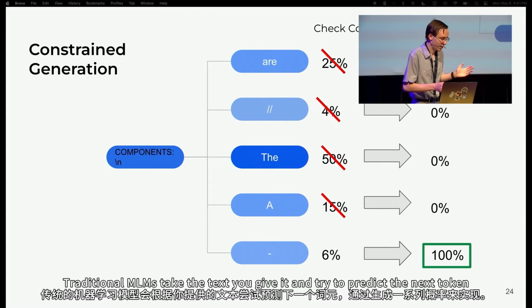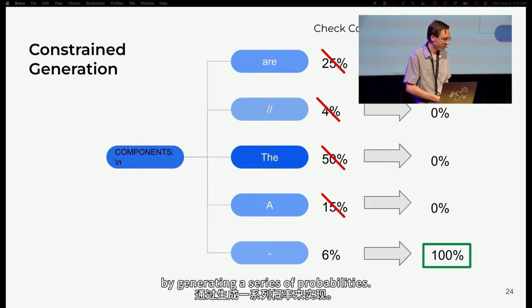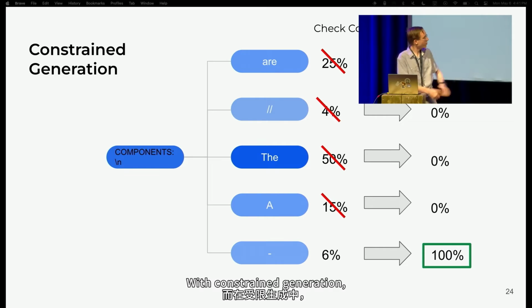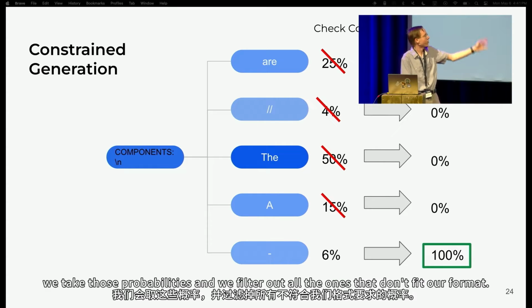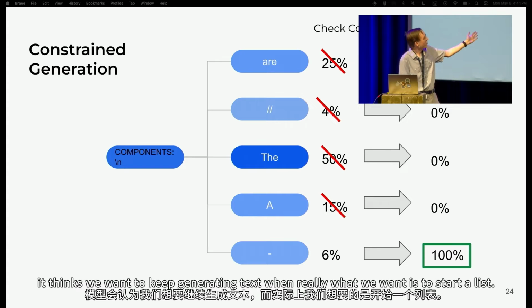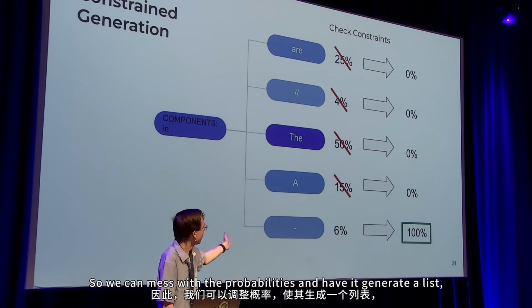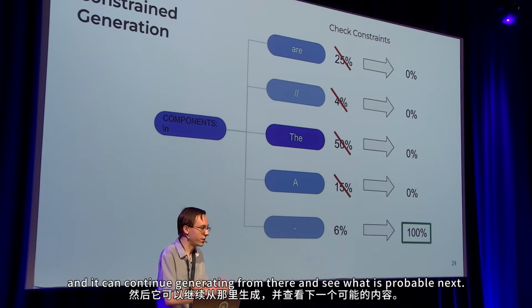Traditional LLMs take the text you give it and try to predict the next token by generating a series of probabilities. With constraint generation, we take those probabilities and we filter out all the ones that don't fit our format. So here, if we generate the components list and we're starting the list, it thinks we want to keep generating text, when really what we want is to start a list. So we can mess with the probabilities and have it generate a list, and it can continue generating from there and see what is probable next.